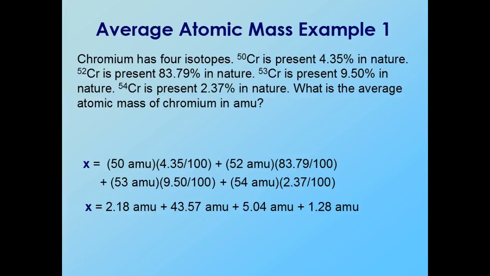I will allow you with the atomic masses just to round them to 2 decimal places. I will tell you that in the directions, so do not stress out about sig figs with this. Once you have each one's individual contribution to the average mass, you can add them together. And we see that indeed it was really close to 52. It is slightly above 52, and that's because of the contributions of the 50, 53, and 54 isotopes.